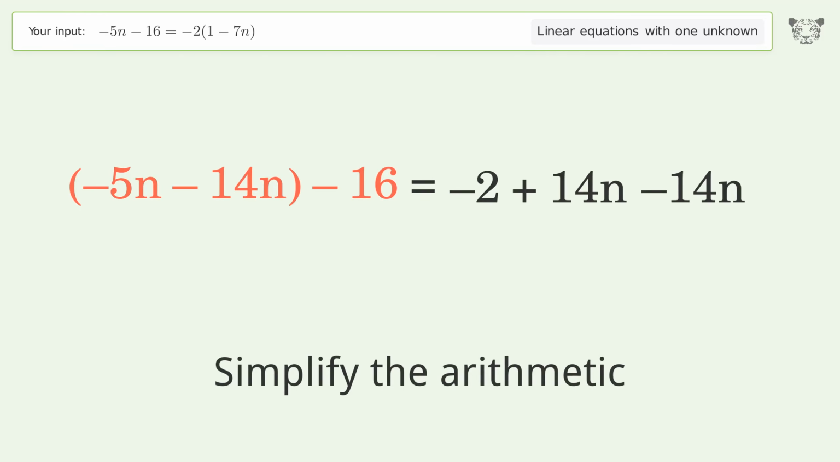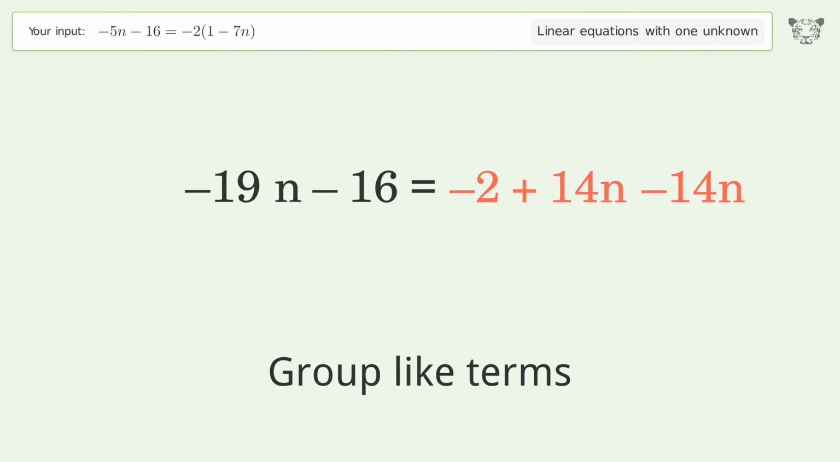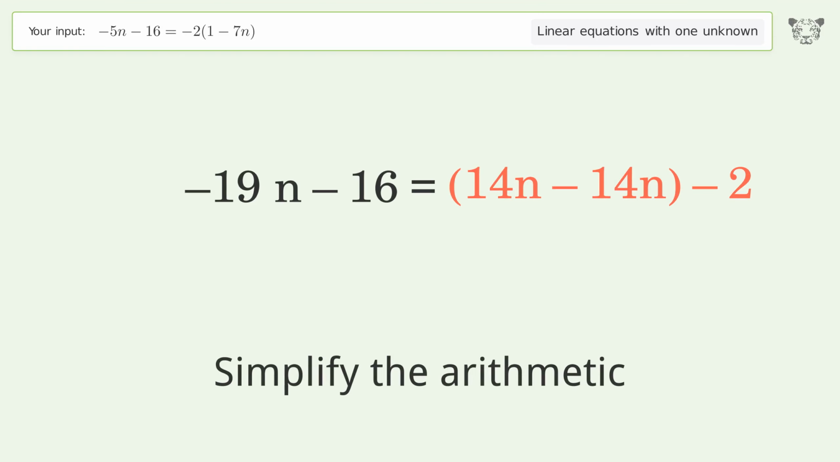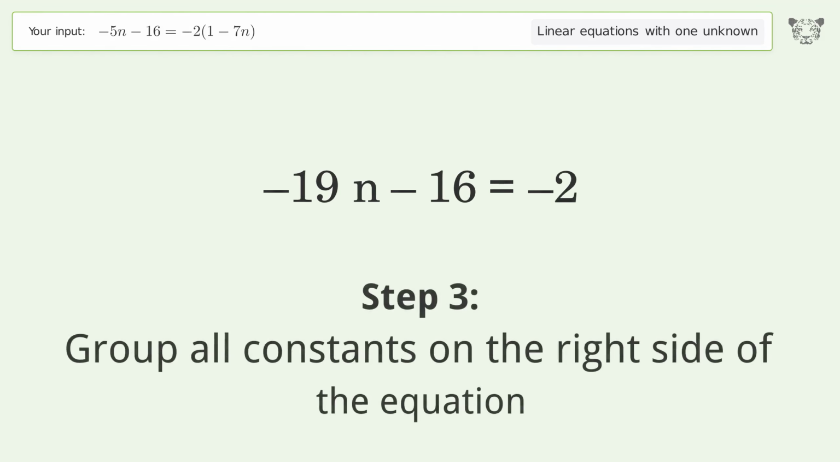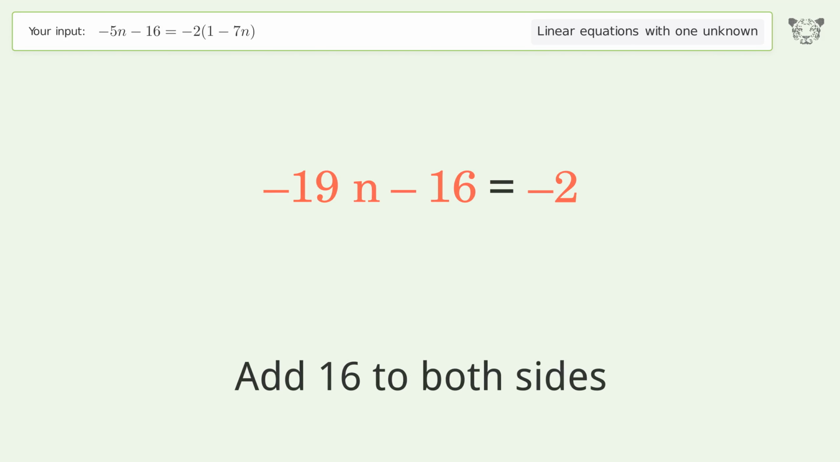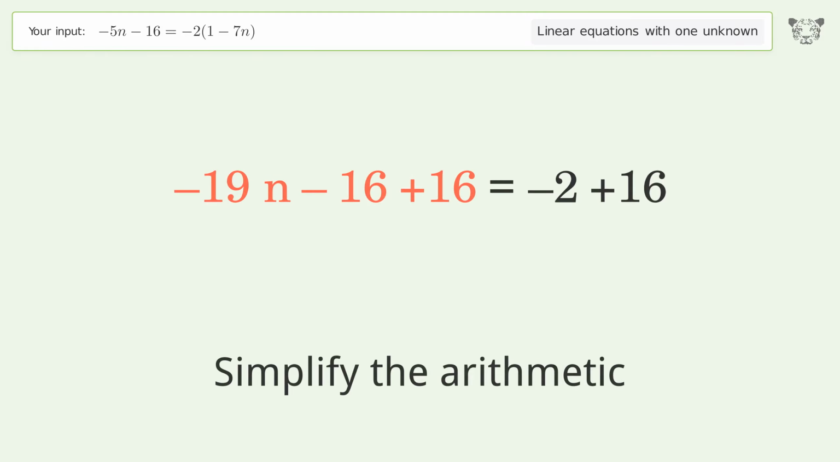Simplify the arithmetic. Group like terms. Simplify the arithmetic. Group all constants on the right side of the equation. Add 16 to both sides. Simplify the arithmetic.